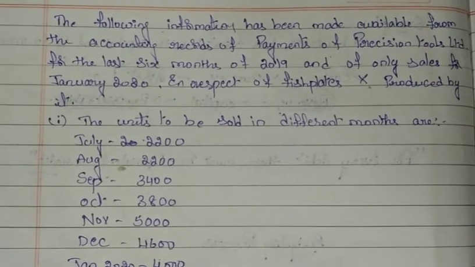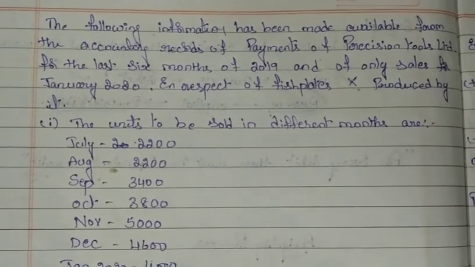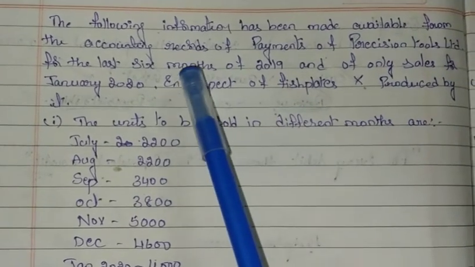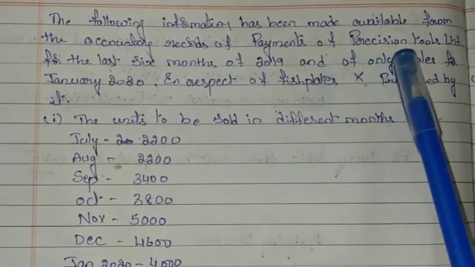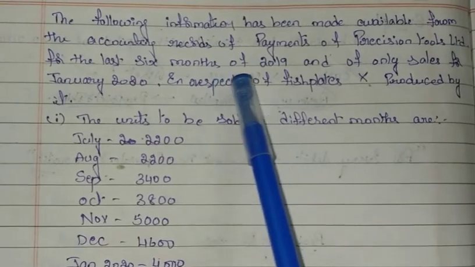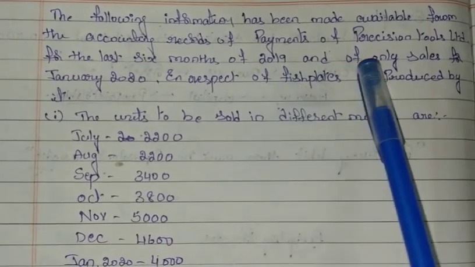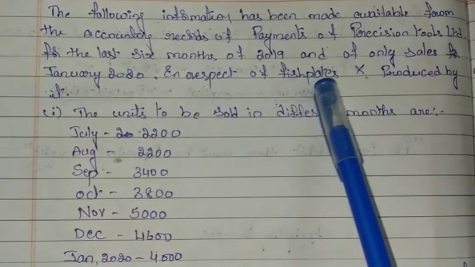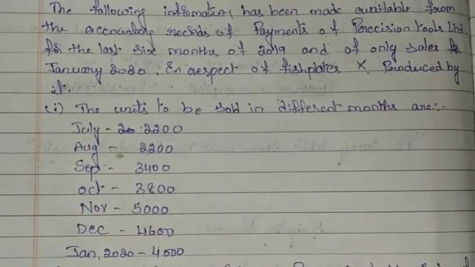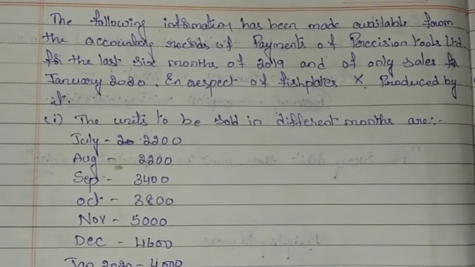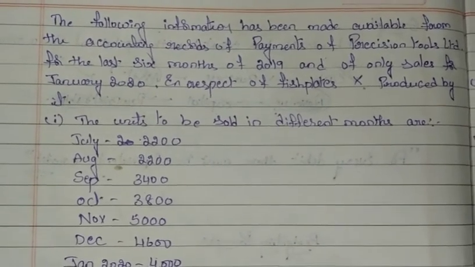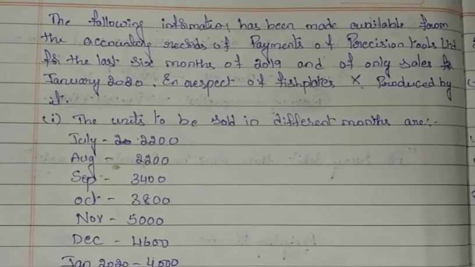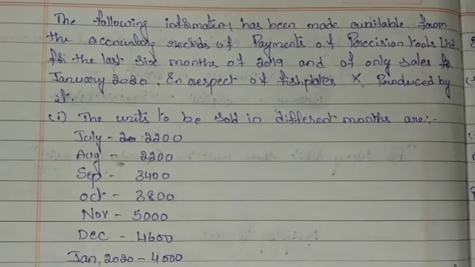Explaining the production budget with an illustration. So here is the problem. The following information has been made available from the accounting records of Precision Tools Limited for the last 6 months of 2019, and of only sales for January 2020, in respect of fish plates X produced by it. They are giving the 6 months information in this problem, that is from July to December of 2019, and sales of January 2020.